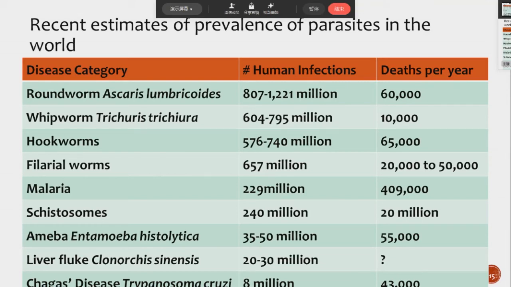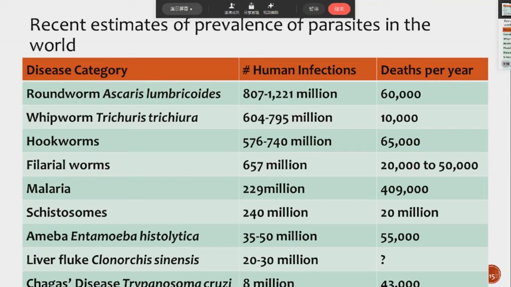Its common name is liver fluke. The liver fluke is one type of trematode, but it does not parasitize the liver. Instead, it parasitizes the bile duct, so it can cause obstruction of the bile duct. The patient can have inflammation, and can also develop cancer. Annually, 20 to 30 million people are infected.